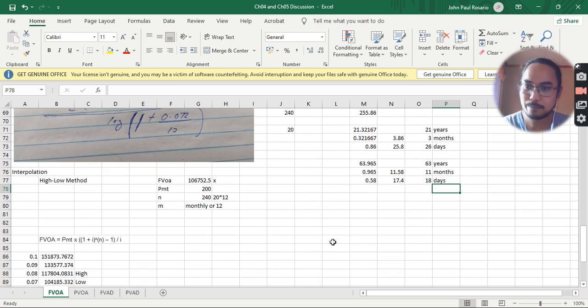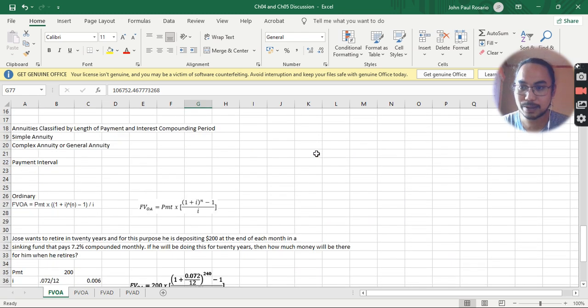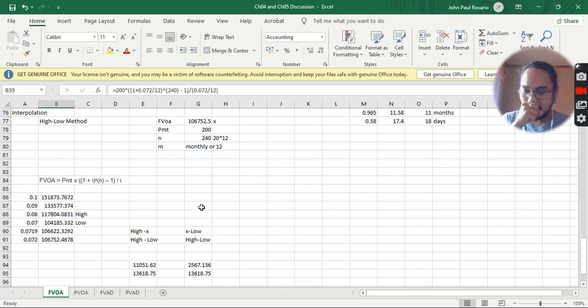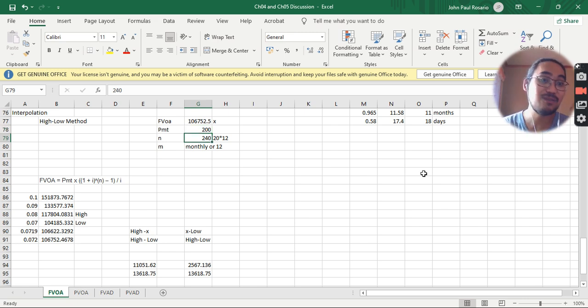So, let's go to our inom. Okay. So, for I, or for the interest rate, we cannot solve it by simply modifying the formula. The only way that we can solve this one is through interpolation. When we talk about interpolation, it means through trial and error. So here, we know that our FVOA is this one, as copied here, 106752.47. Our payment is 200. Our N is 240, and our M is monthly or 12.